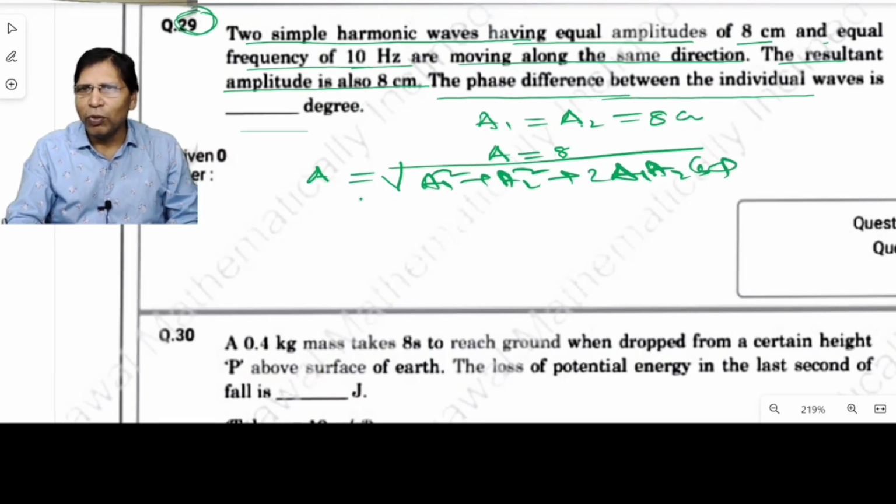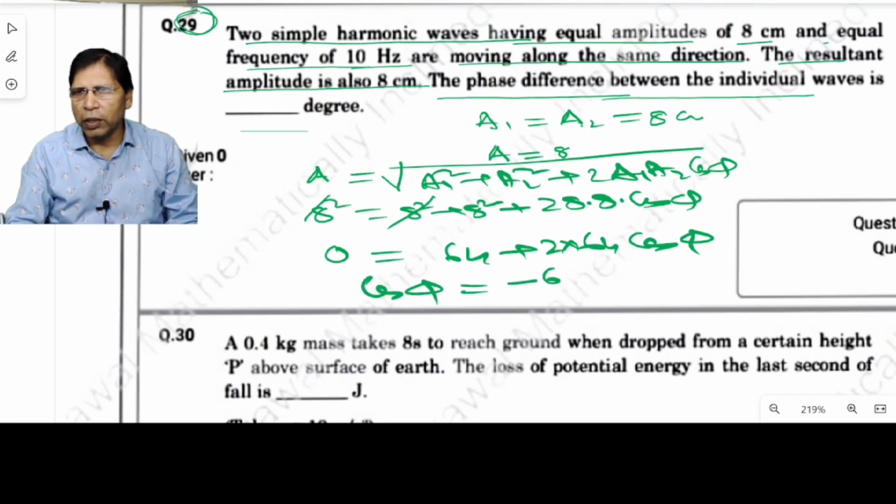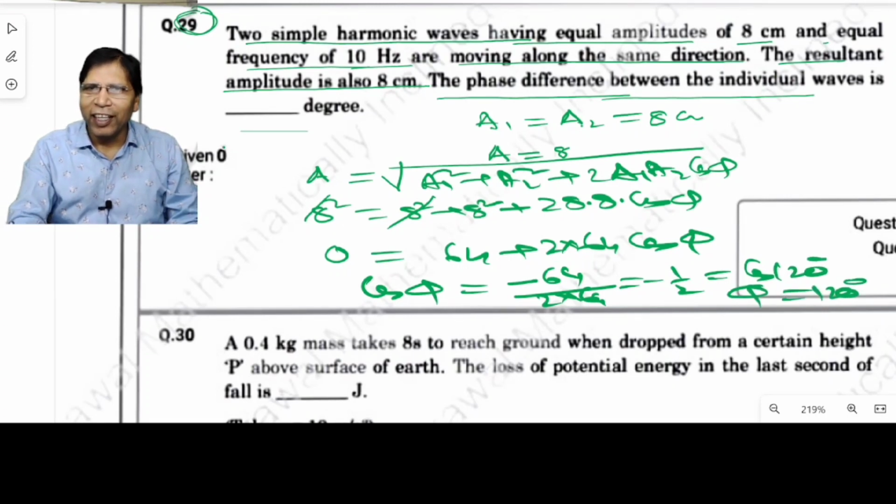Now put in the values. A equal to 8, so this is 8 square, which equals 8 square plus 8 square plus 2 into 8 into 8 cos phi. Now this and this cancel out. So 0 equals 64 plus 2 into 64 into cos phi. Therefore, from here, cos phi equals negative 64 by 2 into 64, so minus half. So cos phi equals cos 120 degree. Therefore, phi equals 120 degree. Okay, so the phase difference is 120 degree.